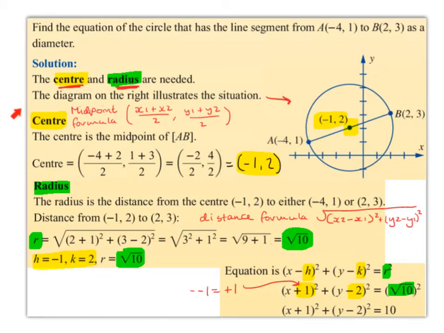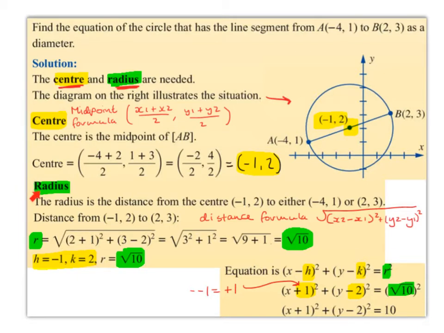So we want to find the centre of the circle. Well, that's basically the midpoint of the diameter. So we use our midpoint formula, bracket x1 plus x2 over 2, comma y1 plus y2 over 2. So the centre is the midpoint of the line AB, or the diameter. So the centre is equal to minus 4 plus 2 over 2, comma 1 plus 3 over 2, which gives us minus 1, 2. So the centre is minus 1, 2.